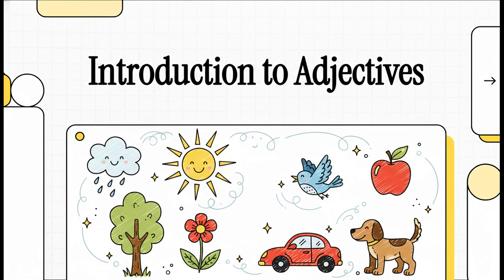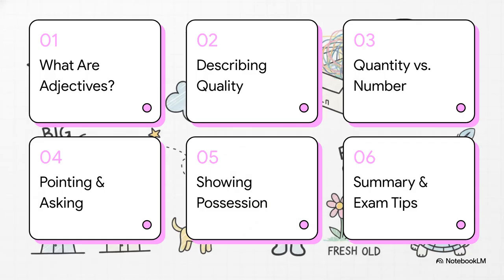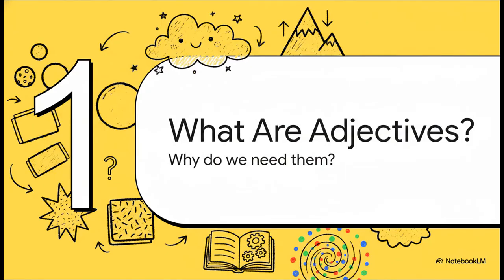Think of them as the words that add all the color and detail to your sentences, making them so much more interesting. Okay, so here's what we'll be covering today. First, we'll figure out what adjectives actually are. Then, we'll look at all the different kinds, like quality, quantity, and a few others. And right at the end, we'll wrap up with a quick summary and some handy exam tips. So, let's begin with our first section.